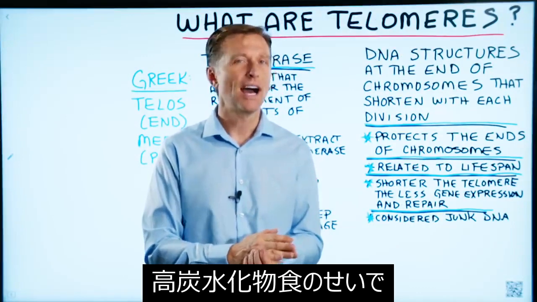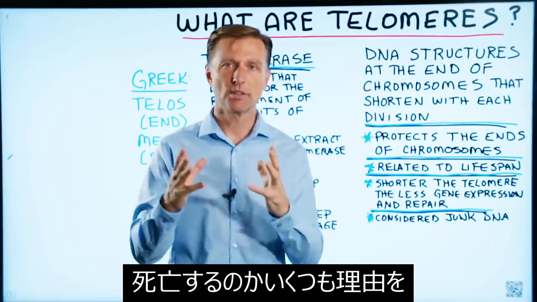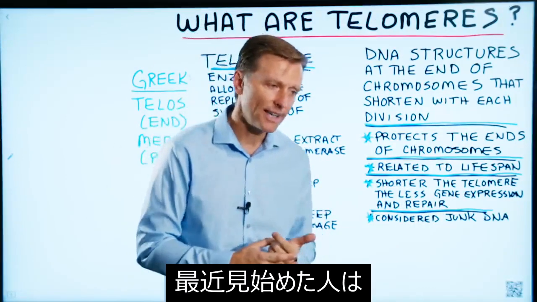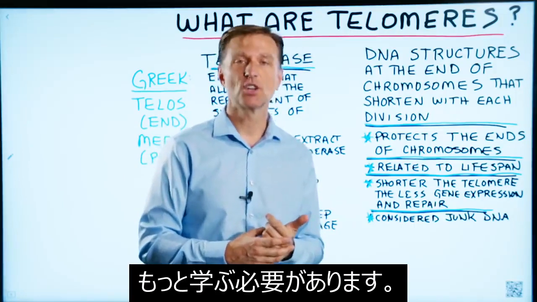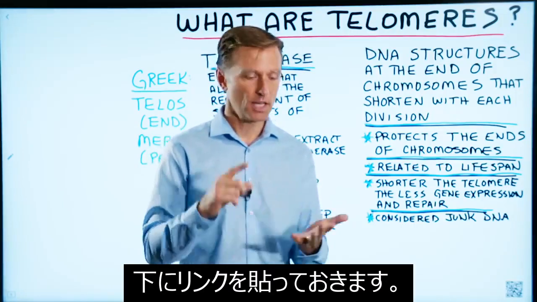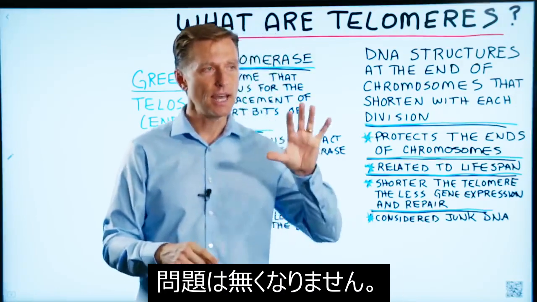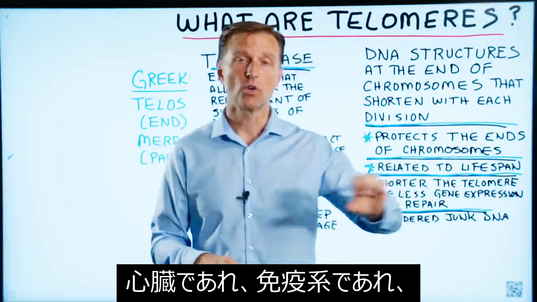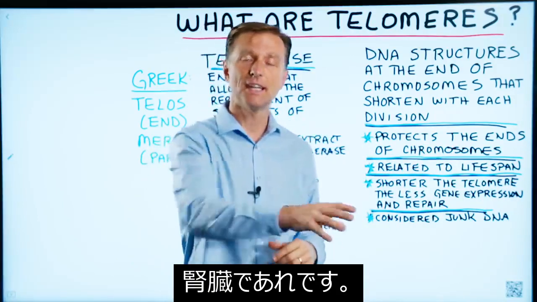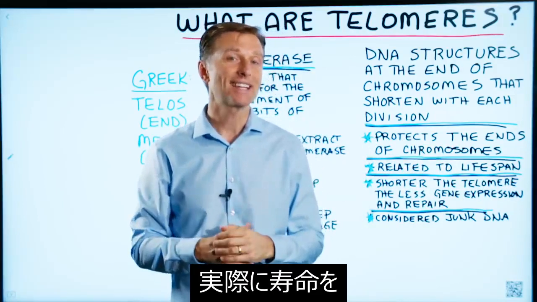Now, in a lot of videos that I've done before, I relate a lot of the reasons why people die to high insulin, okay, and high carbohydrate diets. And this is why, if you're new to my channel, you need to learn more about it. So I put a link down below. You need to do healthy keto and intermittent fasting to take that weak link, whether it's your heart or your immune system or your kidney, and make it stronger so you actually can extend your life.